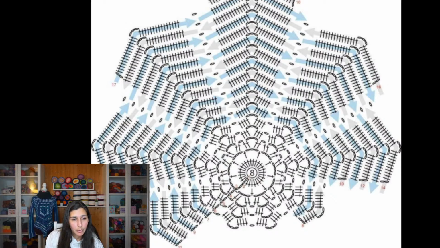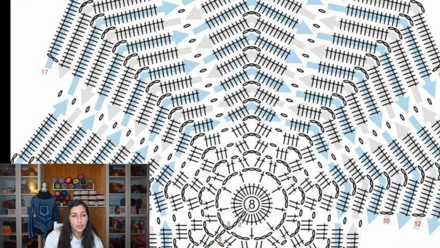So yes, I am going to make it bigger. I just wanted first to show this to you from afar so you will get the idea of what the shape of this pattern is. But I'm going to go closer now so you guys can get a better look at it.